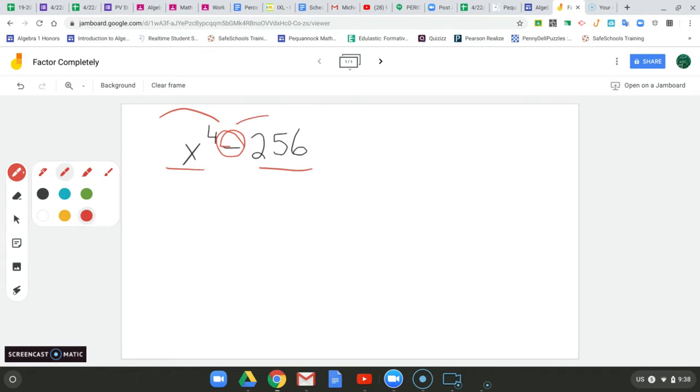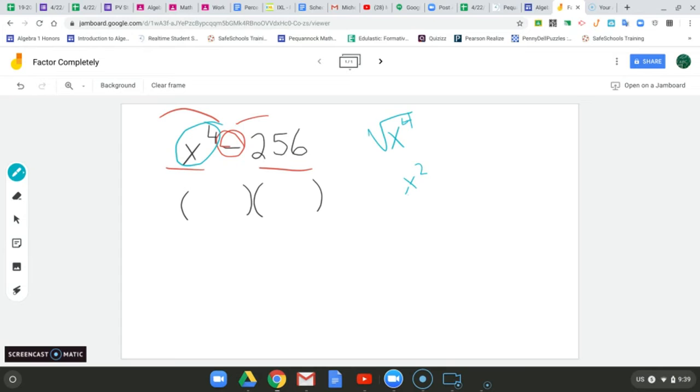So when we actually factor this, we know when we have the difference between perfect squares, it's going to be the square root of the first term. So it's going to be the square root of this. And we should be able to figure out the square root of x to the fourth is x squared. So in the first parenthesis, this is going to be an x squared here. And it's going to be an x squared here in the second parenthesis. And then finding the square root of 256. And again, most of you will know that's 16.